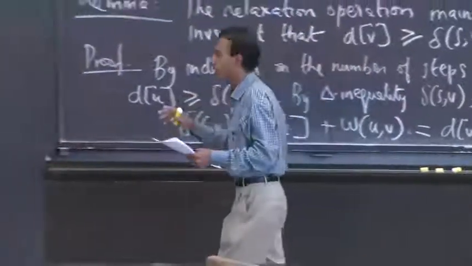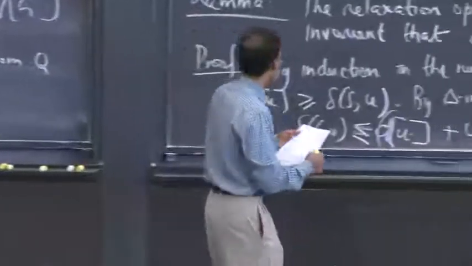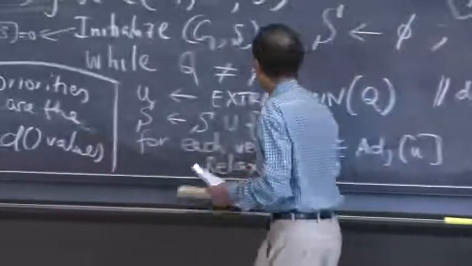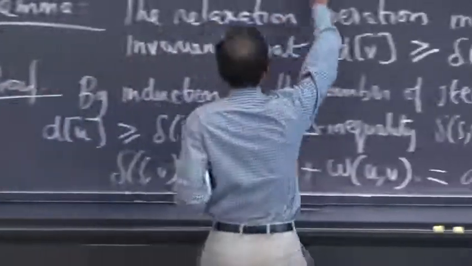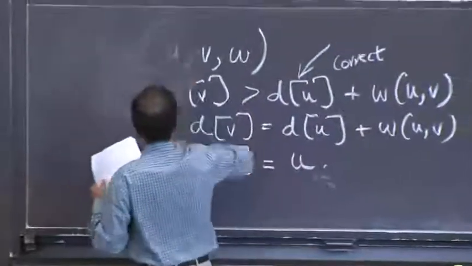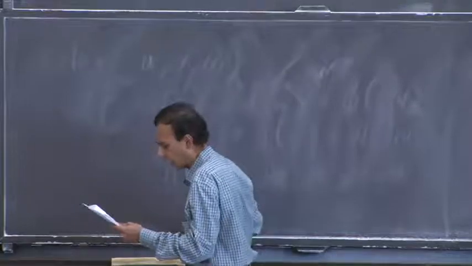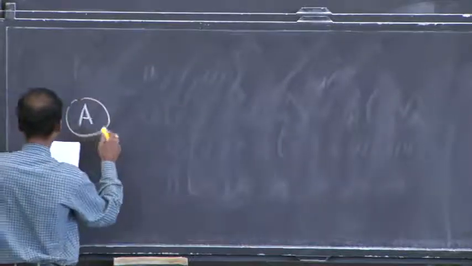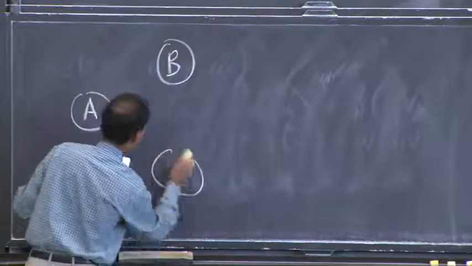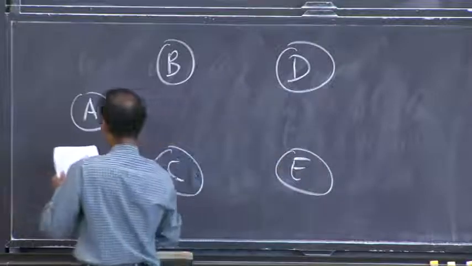OK. Let's go through a couple of steps in an example. I'm not going to go through the whole thing, but you'll see an execution of Dijkstra in the notes. I think it's worth spending a couple of minutes going through the first few steps of a Dijkstra execution, just so how this priority queue works is clear. Let's take a look at a directed graph that has 5 vertices.